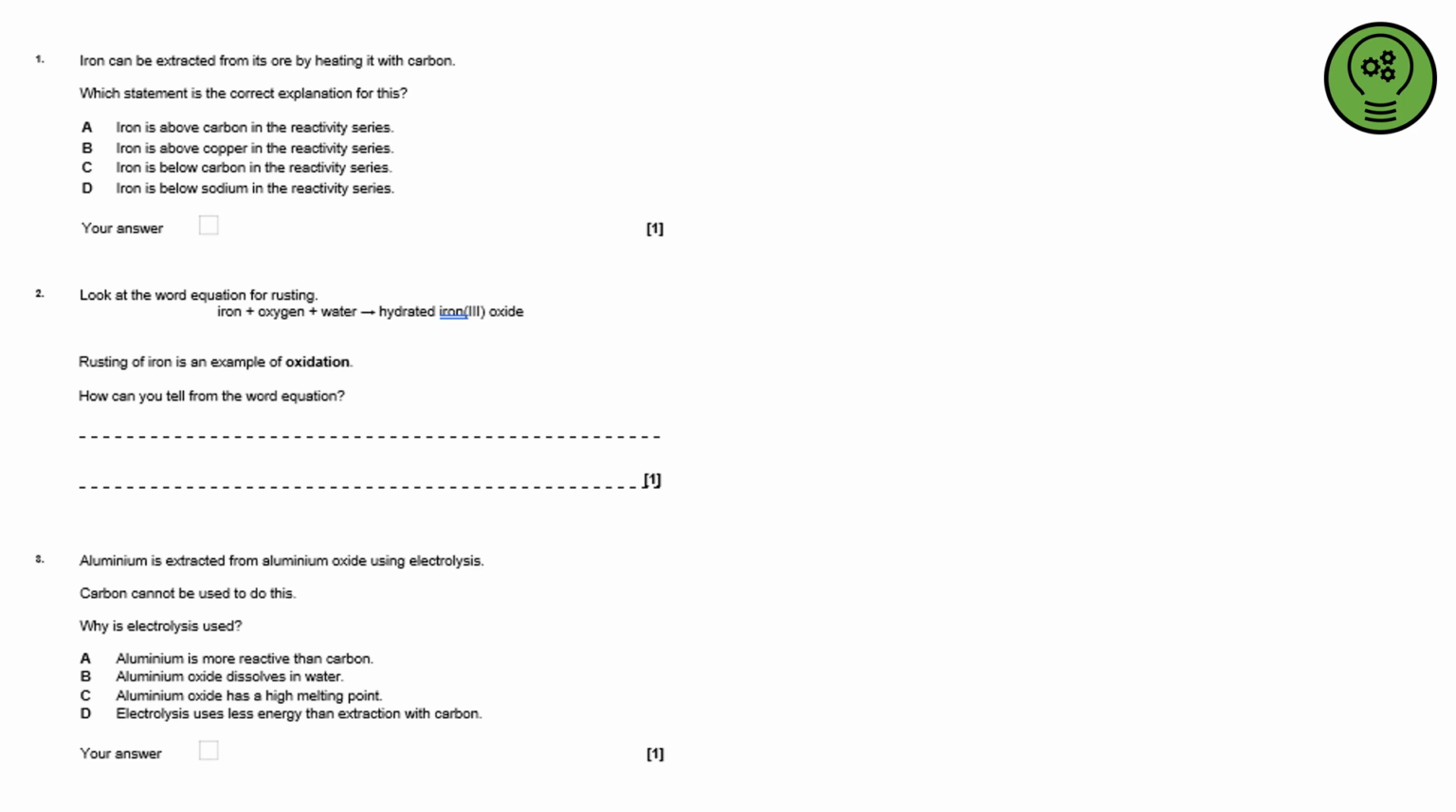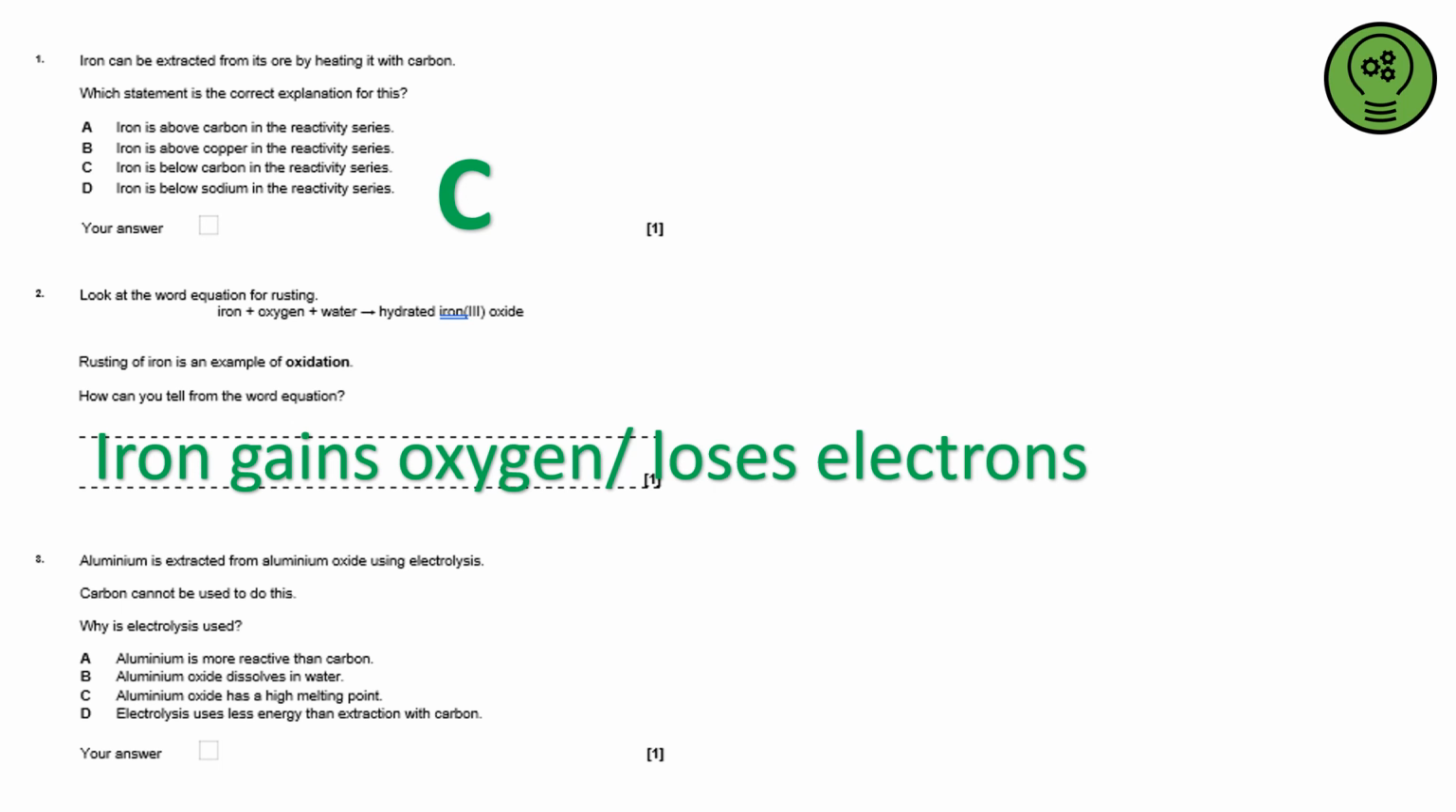Okay, so the first question is a classic example of several answers being correct. If you're not careful, you've got to make sure it applies to the question. And so the answer is C. Second question, if you were foundation, you would say iron gains oxygen. If you were higher, you would need to talk about losing electrons. And the final one then is A.